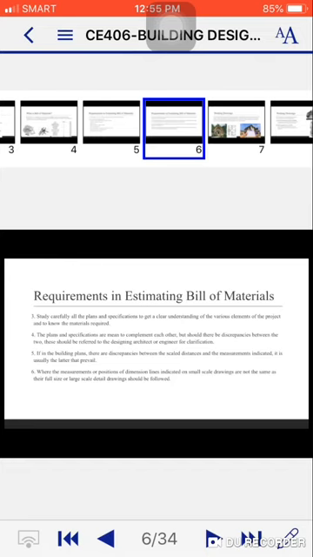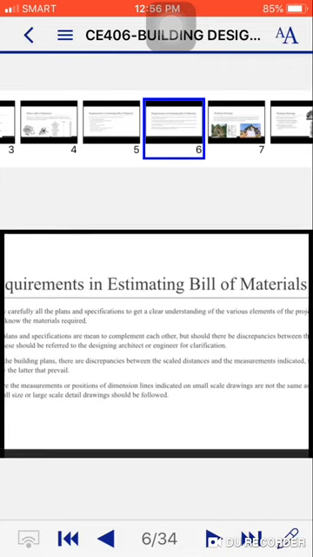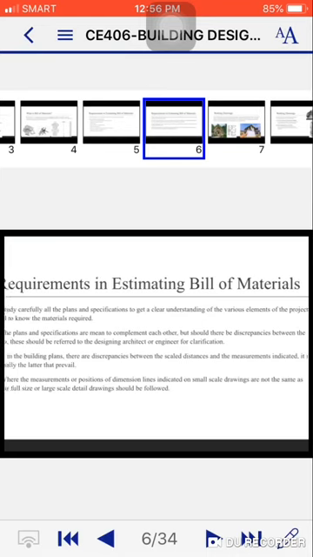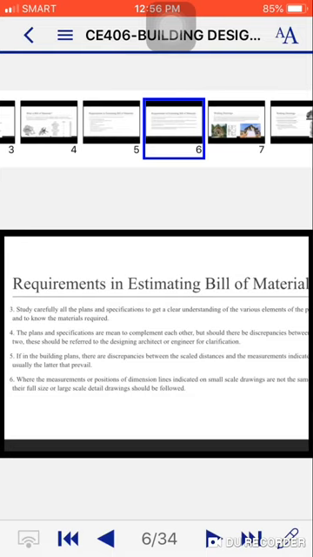So next, study carefully all the plans and specifications to get a clear understanding of the various elements of the project and to know the materials required. Then next, the plans and specifications are meant to complement each other, but should there be discrepancies between the two, this should be referred to the designing architect or engineer for clarification. So if in the building plans there are discrepancies between the scale distances and the measurements so indicated, it is usually the latter that prevail.